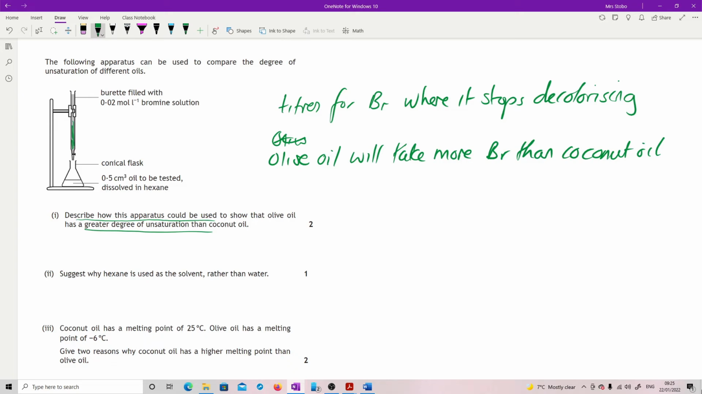Suggest why hexane is used as a solvent rather than water. Basically, we're trying to dissolve a fat, so hexane is going to be better because it's non-polar. And for solvents, we're looking for like with like. Water is polar, and so therefore would not dissolve it.